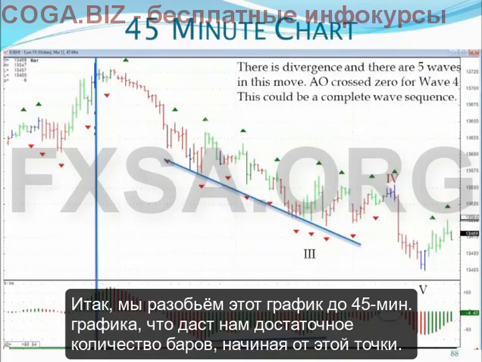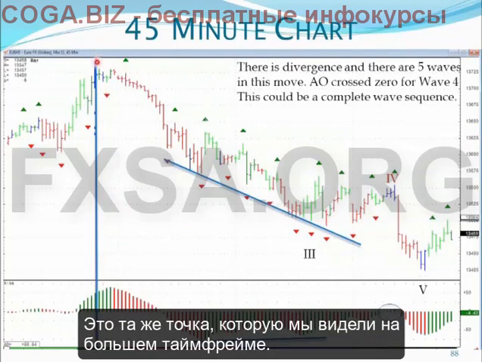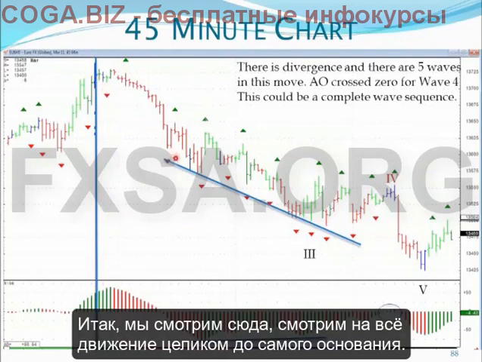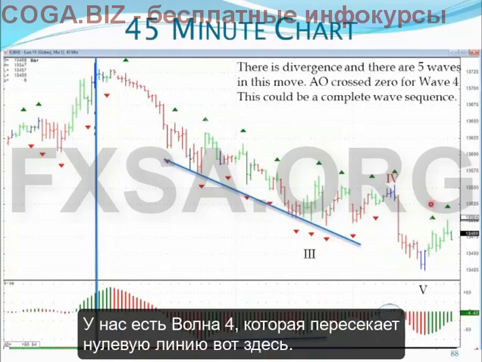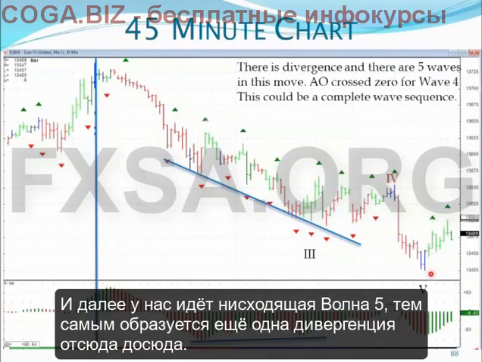Okay, so we're going to break this chart down into the 45-minute chart, which is going to give us the correct number of bars starting from this point. And that's what we're looking at on the larger time frame. Looking all the way down to the bottom, we have divergence on the price, divergence on the AO between the two. We have a wave 4 that's crossing the zero line here, and we have a wave 5 coming down that's got divergence from here to here as well.